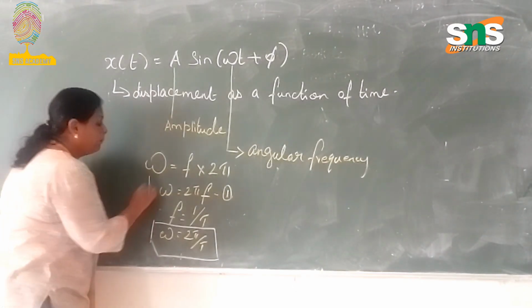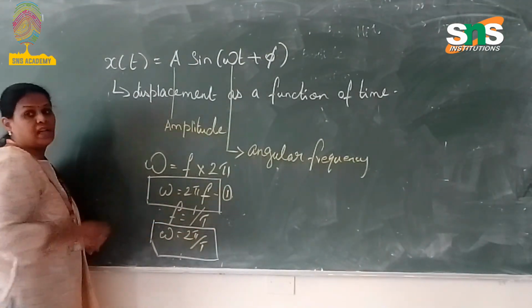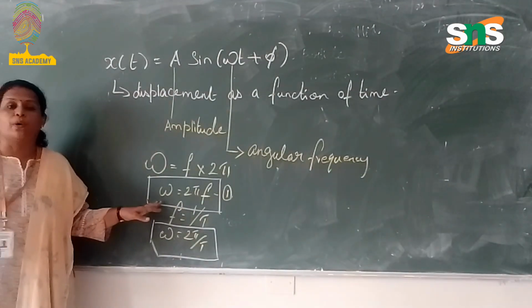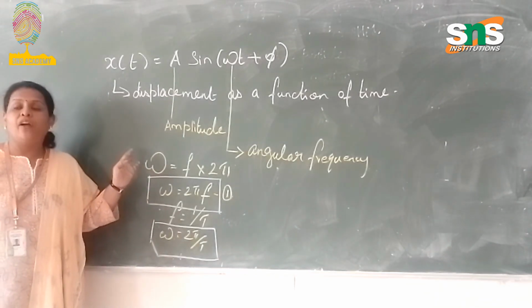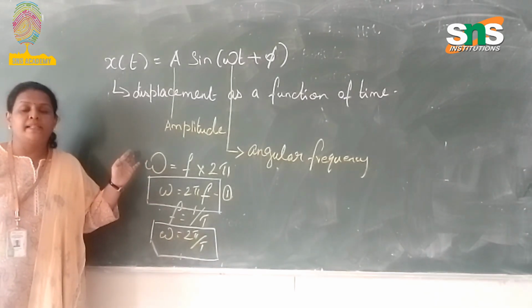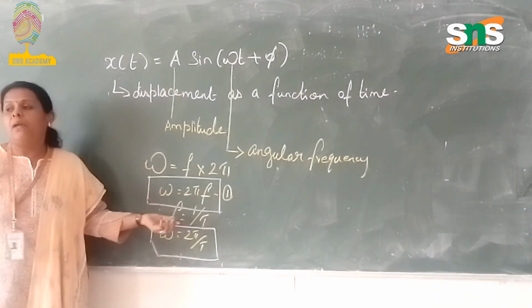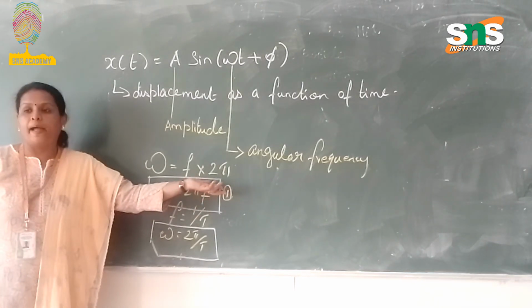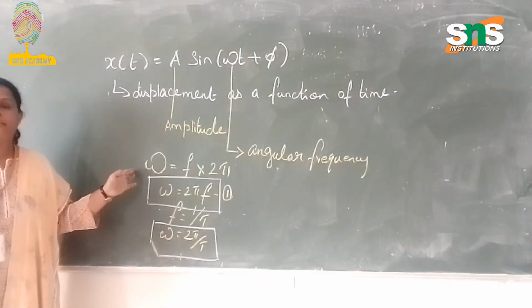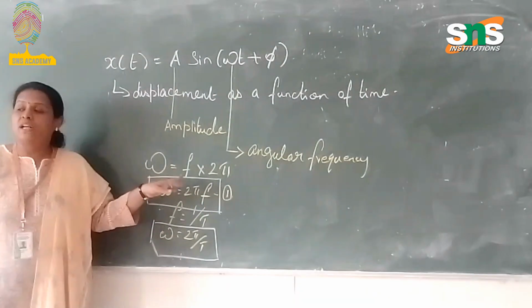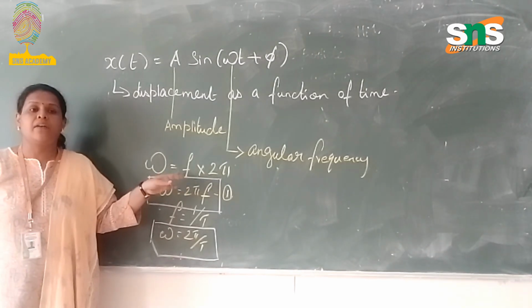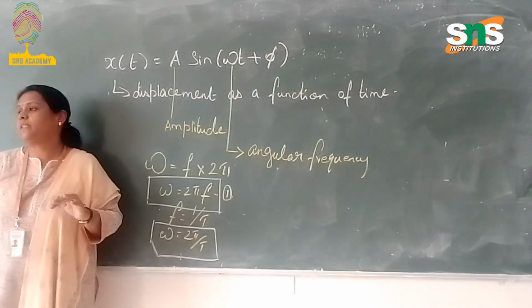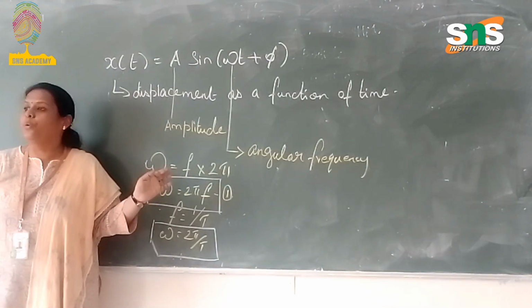These two are important formulas for your next year also, the upcoming year also. I can define angular frequency as frequency multiplied by a factor of 2 pi. So that is your angular frequency. Instead of denoting frequency as f, we can also denote it with the symbol nu.